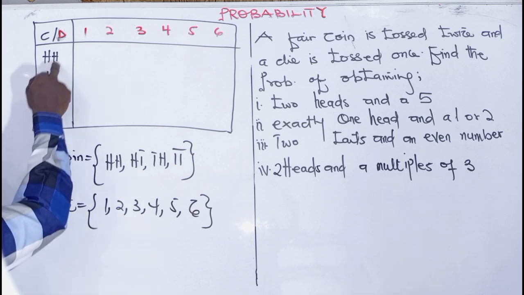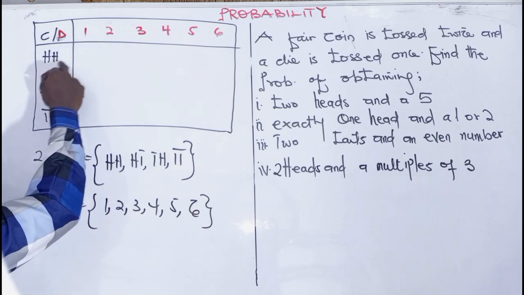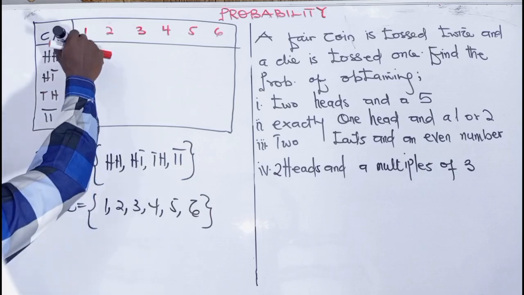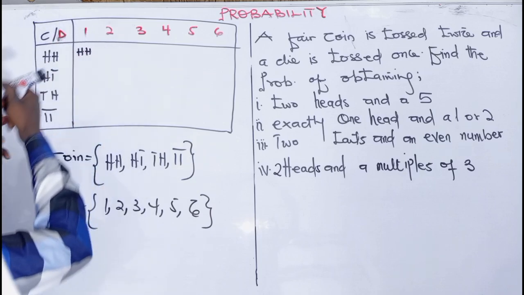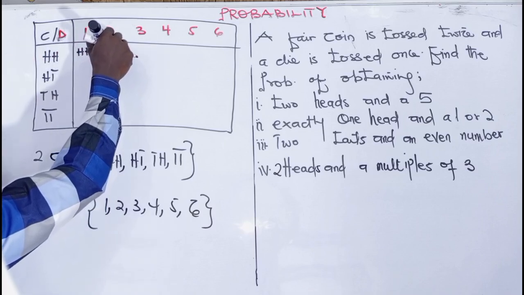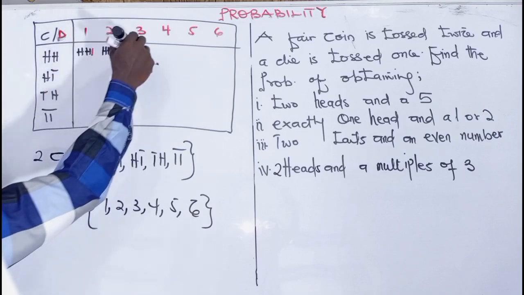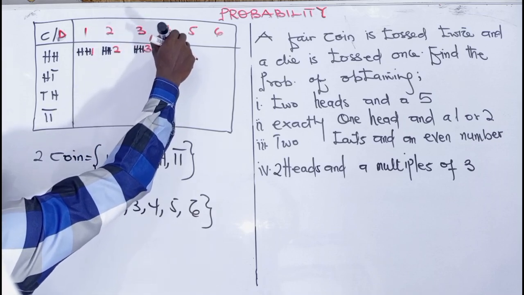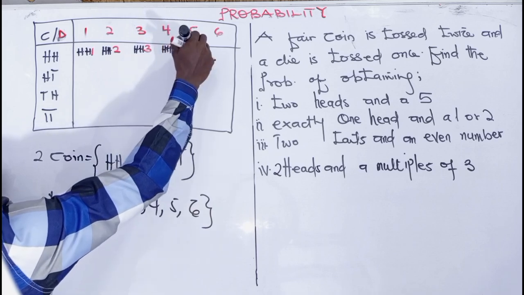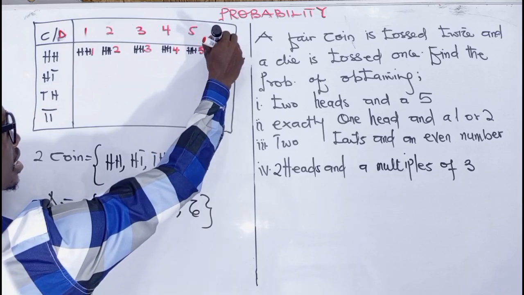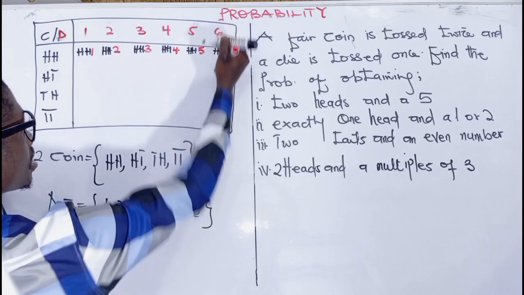So we have head-head 1, head-head 2, head-head 3, and so on, in that order. So we have head-head and then 1. Head-head and then the number 2, head-head and then the number 3, head-head and then the number 4, head-head and then the number 5, and then head-head and then the number 6.